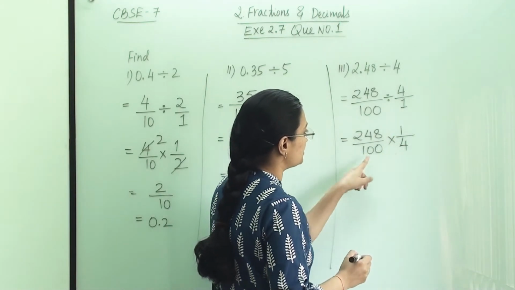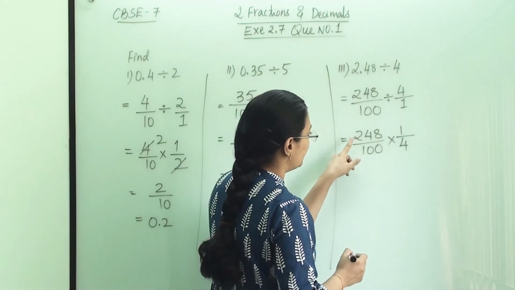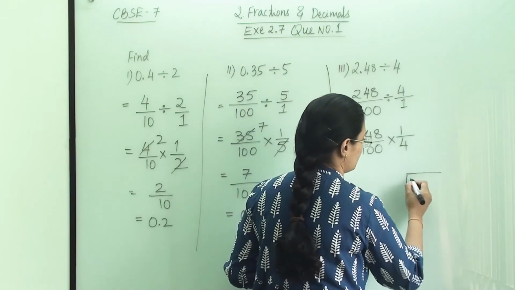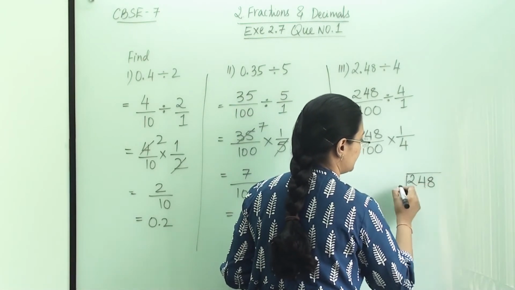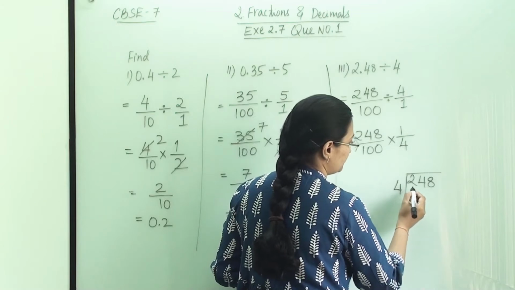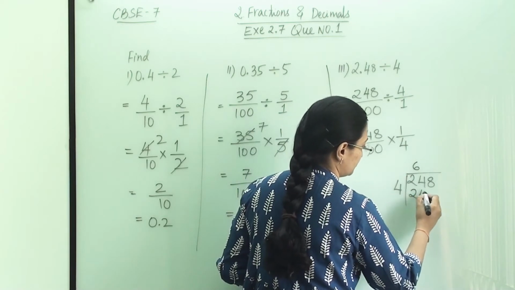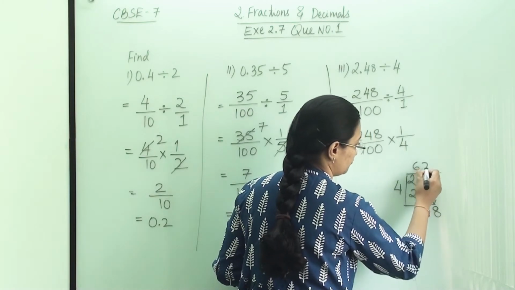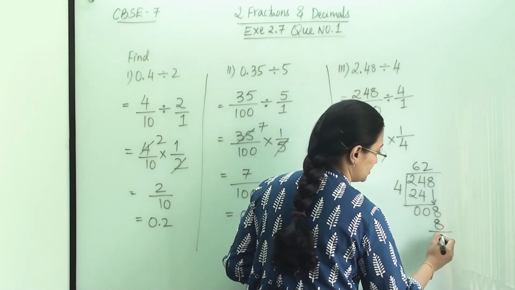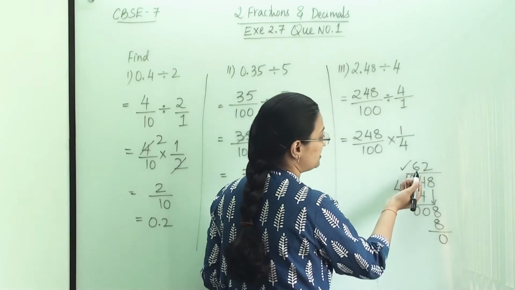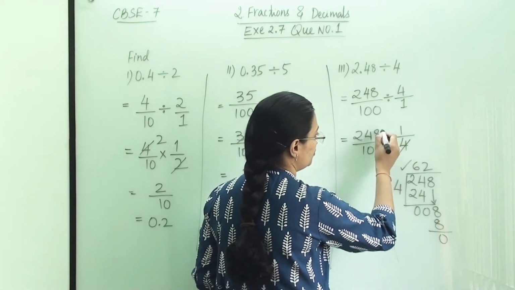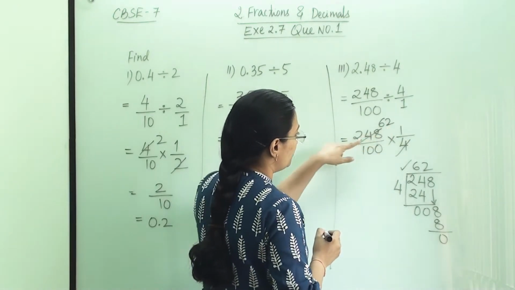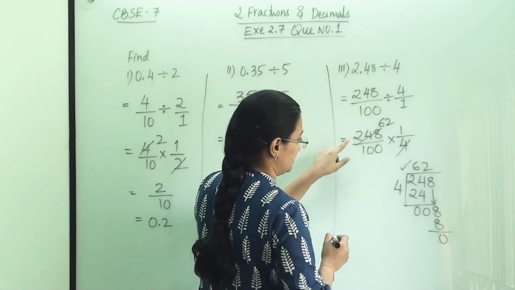So 4 divided by 1 has become 1 divided by 4. Now let us see if we can reduce anything here. Can we divide 248 by 4? Let us check that. 248 divided by 4. 4 sixes are 24. Then we take 8 down. 4 twos are 8. So 0 remainder. So yes, we can divide, and we get 62. So 4 multiplied by 62 gives the answer 248.